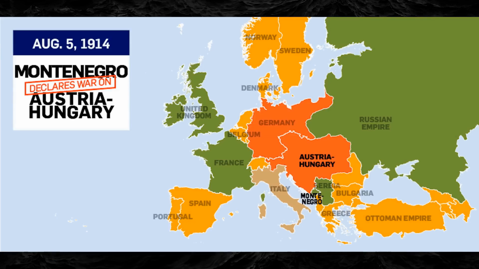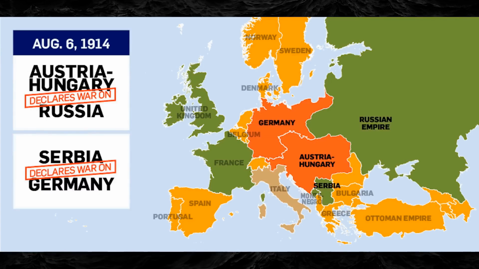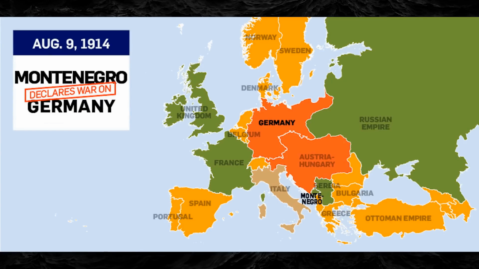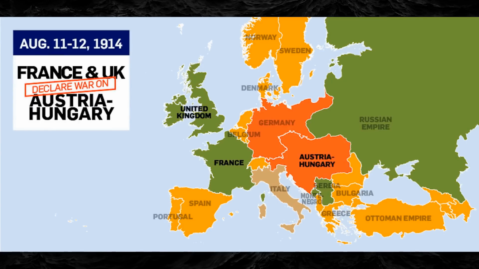On August 5th, Montenegro declares war on Austria-Hungary. The very next day, on August 6th, Austria-Hungary declares war on the Russians. Germany is on its side. Serbia declares war on Germany. On August 9th, Montenegro declares war on Germany. On August 11th, France declares war on Austria-Hungary this time. The very next day, Serbia experiences its first conflict with Austria-Hungary.